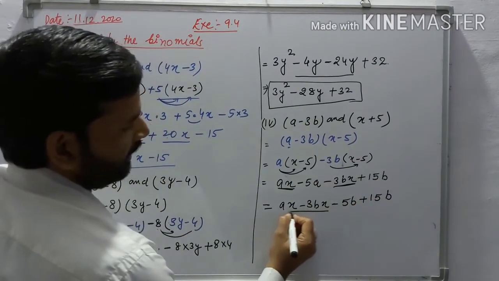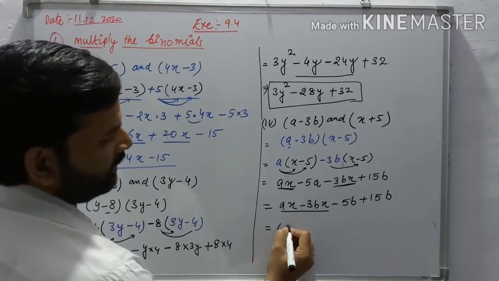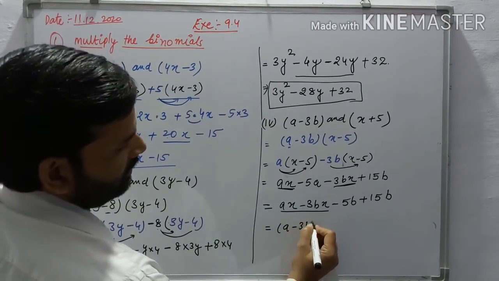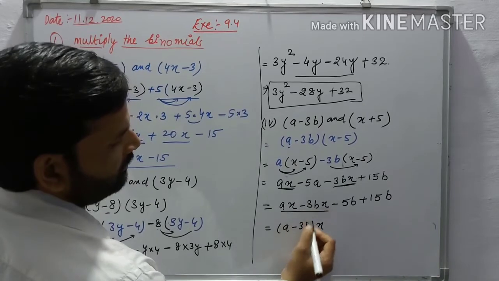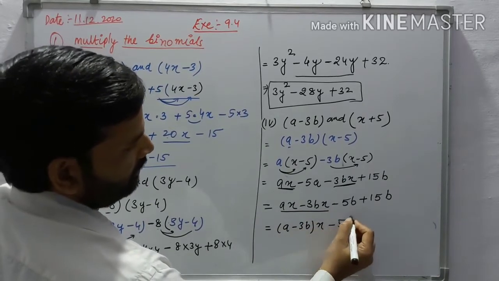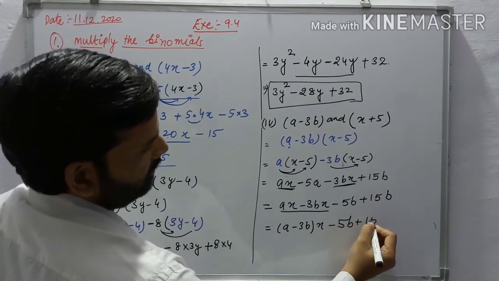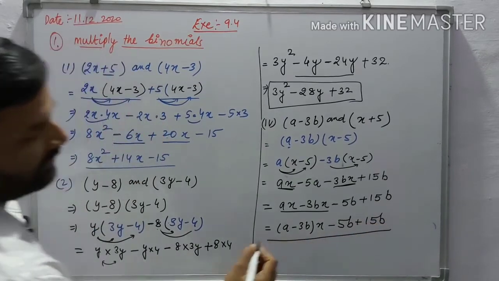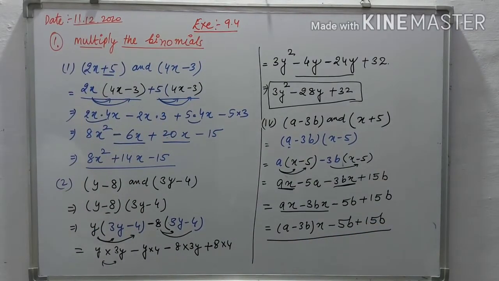plus 15b. The x is common. You write a minus 3b times x, since both terms have x, so x is common, minus 5a plus 15b. This is the answer after multiplication of a minus 3b and x.